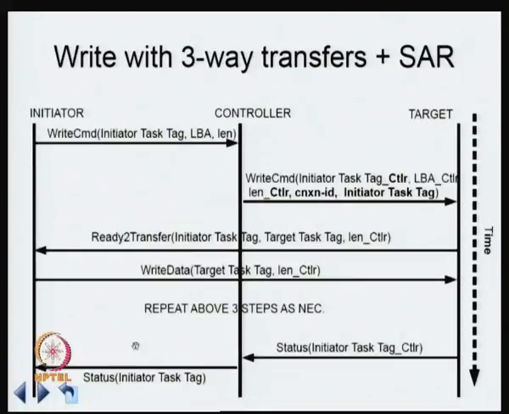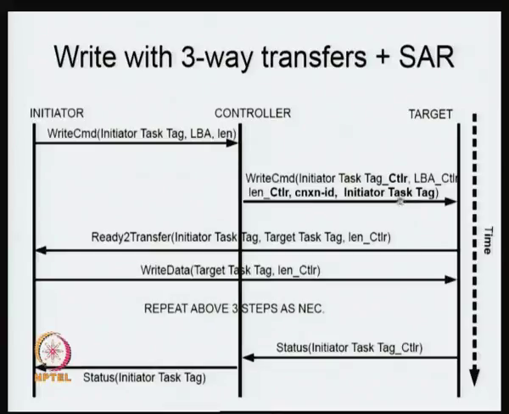There is a way to do this also. What we can do is have the equivalent of 3-way transfers between the initiator, controller and target. Initially the initiator also sends similar type of information, except that there is an additional piece of information, a connection ID that is kept, and the idea basically is that the target should directly send the information to the initiator. And these 3 steps are repeated as necessary.